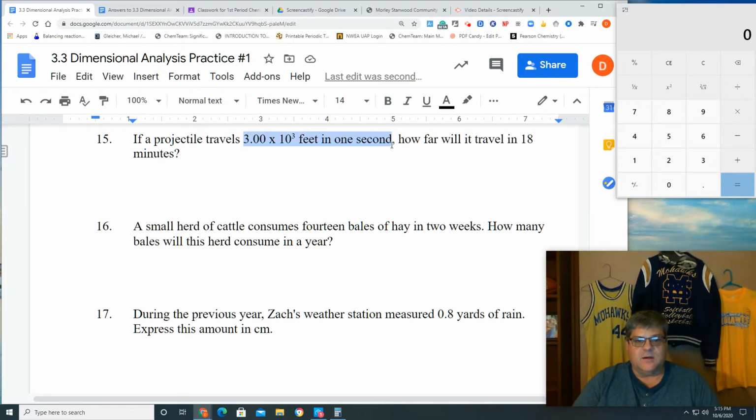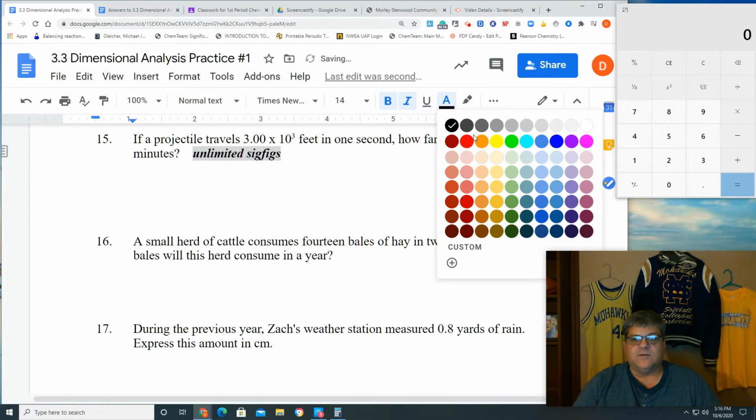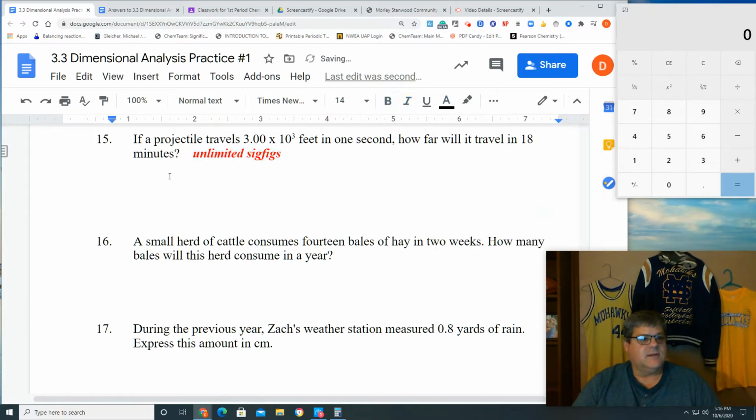This right here is a conversion factor for this problem. 18 minutes is time, so we're going to have unlimited seconds. Okay, which makes it a little tricky. Again, I know that it's hard for you to understand sometimes about significant figures. I do give you a break sometimes, but again, time is unlimited and conversion factors are also unlimited. So this one should be pretty easy to identify.